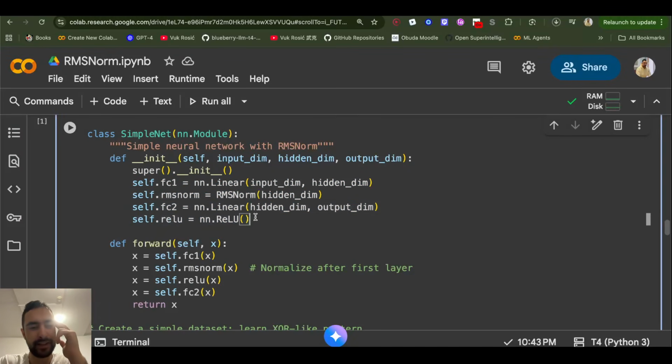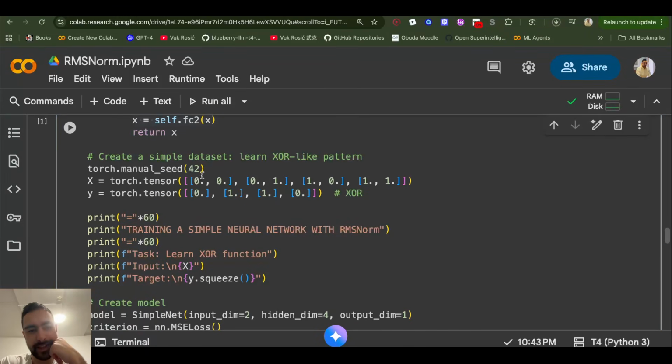So this is just the defining, but here we pass it through the forward: first through the first fully connected layer, then RMS norm, then ReLU. I thought we were defining ReLU last here, and I was thinking, why do we put ReLU last? It doesn't make any sense. But here we actually put it after RMS norm, so now it makes a lot more sense. This is the actual forward pass. And this is the training data. If we have 0, 0, output is 0. 0, 1, output is 1, etc.